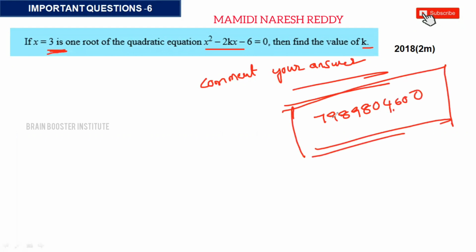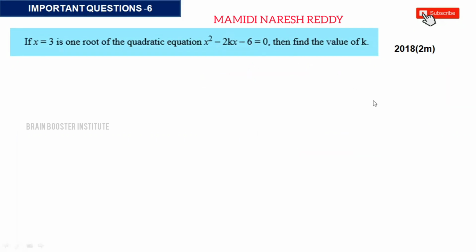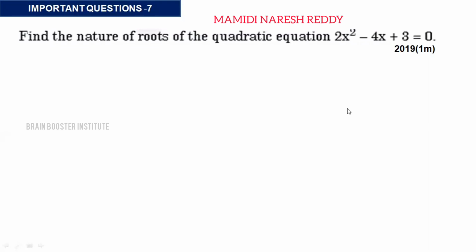Right, now let us see the next problem. Find the nature of the roots of the quadratic equation 2x square minus 4x plus 3 is equal to 0. This is the 1 mark problem we got in the 2019 paper. From the nature of the roots, we definitely get a 2 marks or 3 marks problem, so please concentrate.